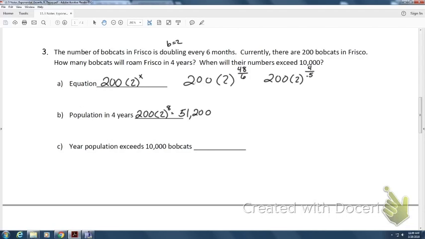It says, when will the population exceed 10,000 bobcats? So I'm going to find when the y value goes above 10,000, which is what? 5 to 6 or 6. 6. Something's not right.